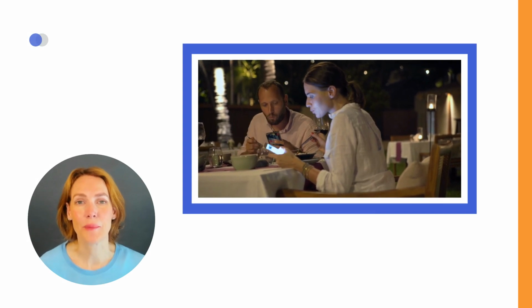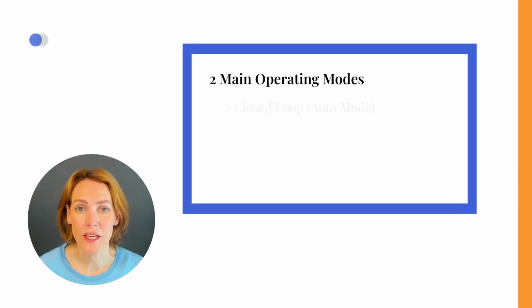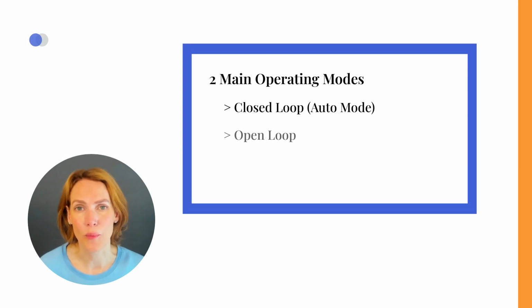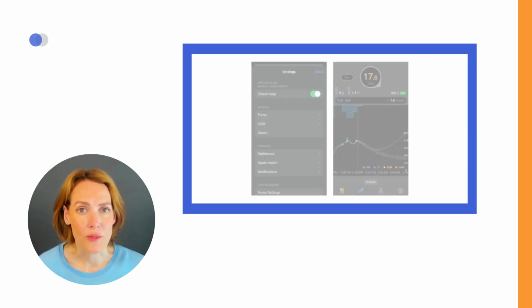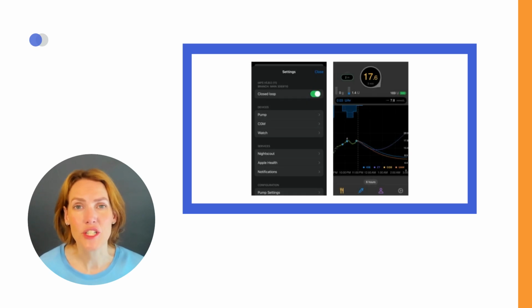Controlling your insulin delivery with the iAPS automated insulin delivery system is done through the iAPS app, which is installed on your iPhone. The app offers two main operating modes: closed loop or auto mode, and open loop. In closed loop, iAPS automatically adjusts insulin delivery every 5 minutes based on real-time sensor glucose readings.